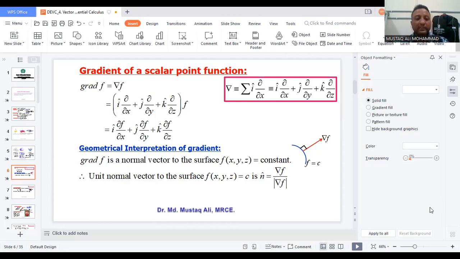So what is this gradient? The geometric interpretation of the gradient is that grad f is a normal vector to the surface. F is a function, and a function means a given surface, and its normal vector is our gradient. Gradient gives us the normal vector of the given surface. So the unit normal vector to the surface is n cap equals del f by magnitude of del f.